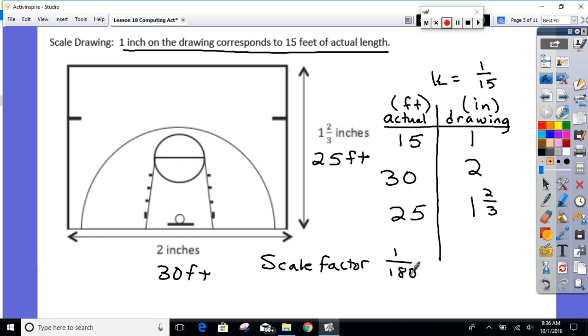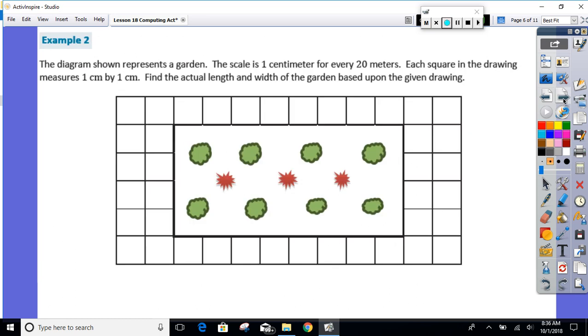Okay, any questions about that? Okay, let's look at example 2. The diagram shown represents a garden. The scale is 1 centimeter for every 20 meters. Each square in the drawing measures 1 centimeter by 1 centimeter. Find the actual length and width of the garden based upon the scale drawing.